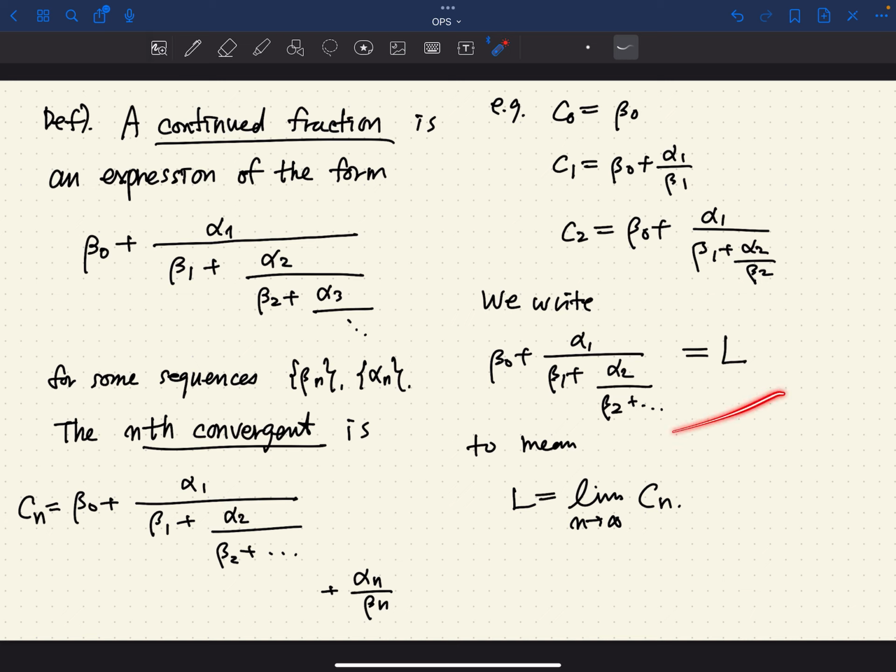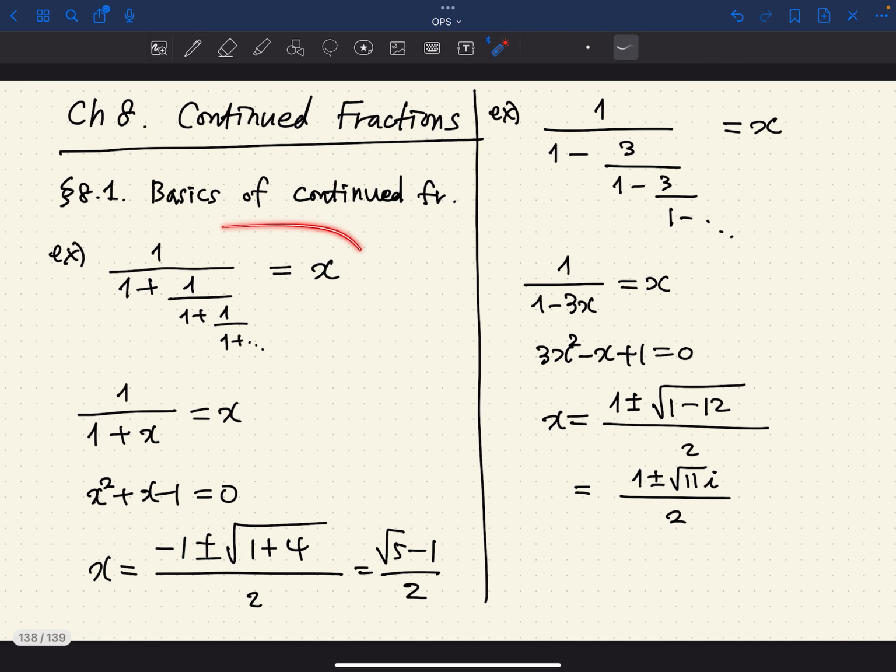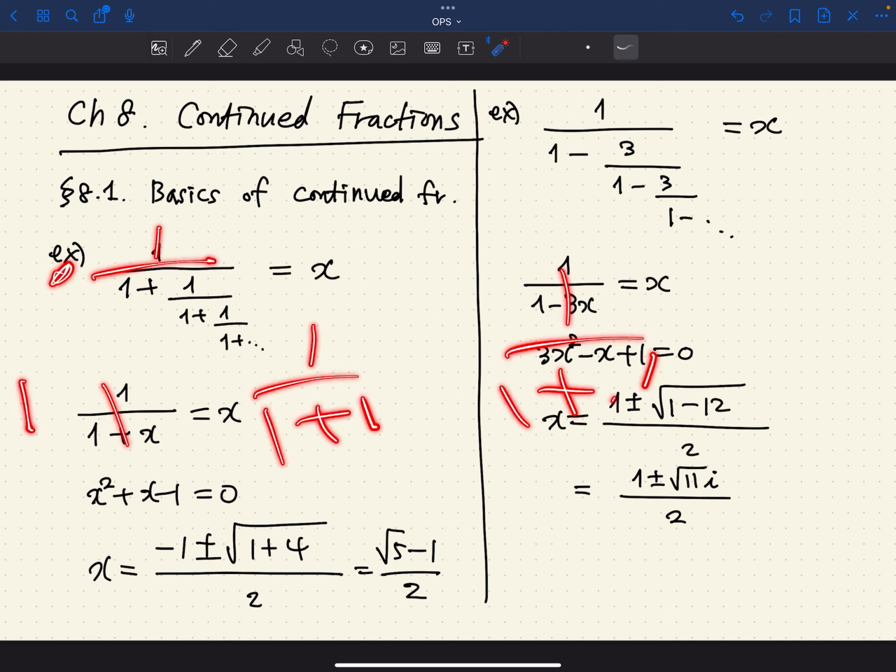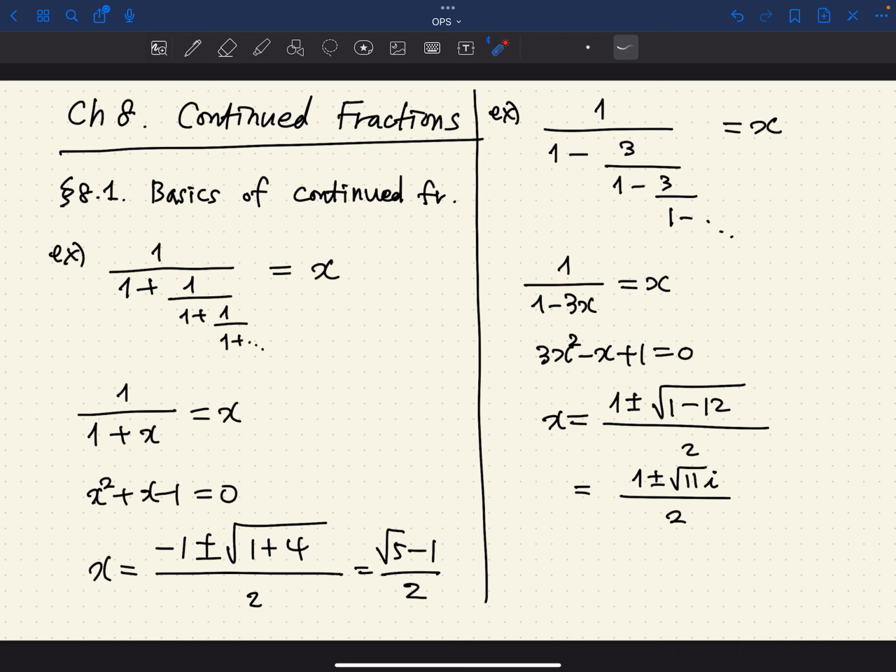So that means this convergent must converge to something, and that is L. That's what this notation means. So in this, if we go back here, then we can consider the convergents here. 1, like this is nothing, so 1, and then 1 over 1 plus 1, 1 over 1 plus something like that. Then you consider this sequence, and now everyone knows what convergence of a sequence means. So in that sense, the limit of that sequence is x.